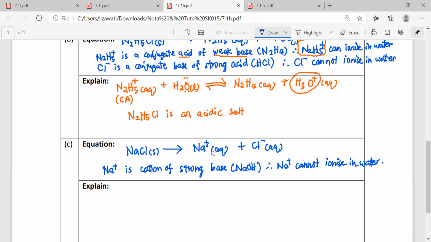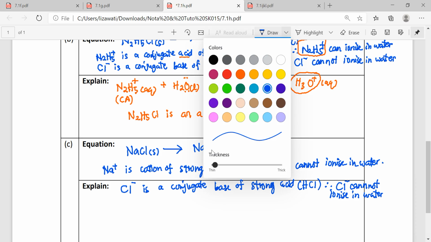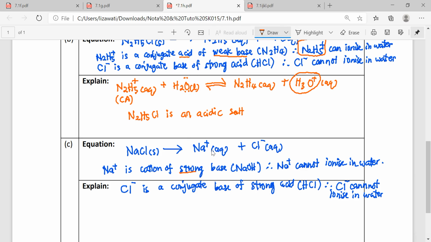Now we move to Cl-. Cl- is a conjugate base of a strong acid, that is HCl. Therefore, Cl- cannot ionize in water. Because both ions came from a strong base and a strong acid, both ions cannot ionize in water. Therefore, we can conclude that NaCl is a neutral salt.